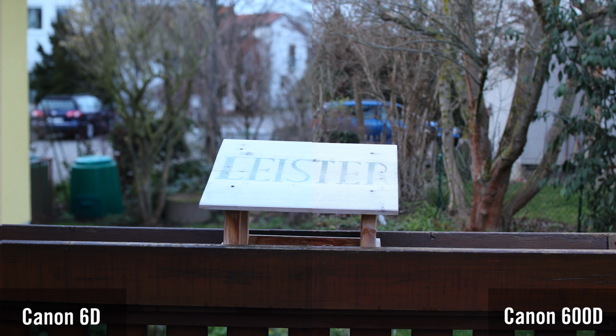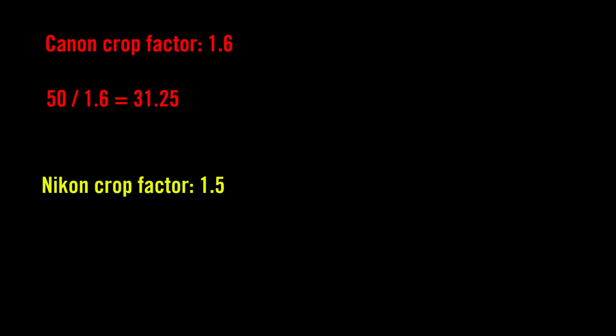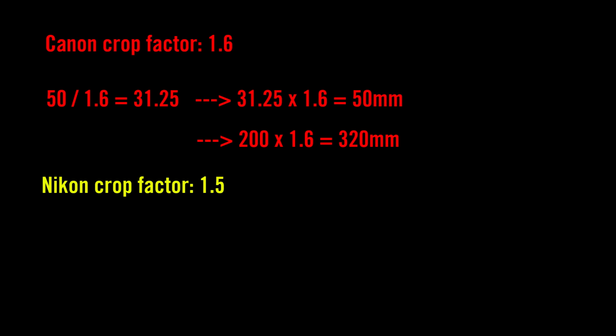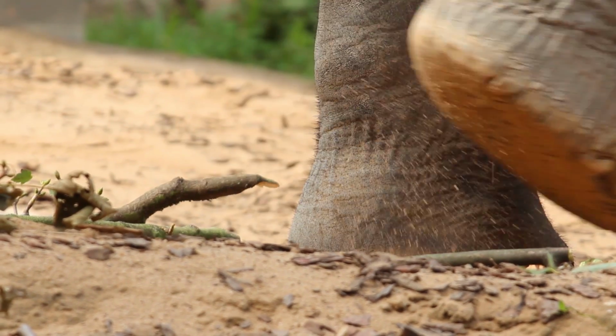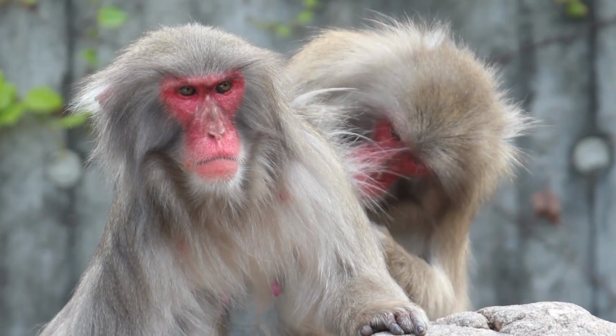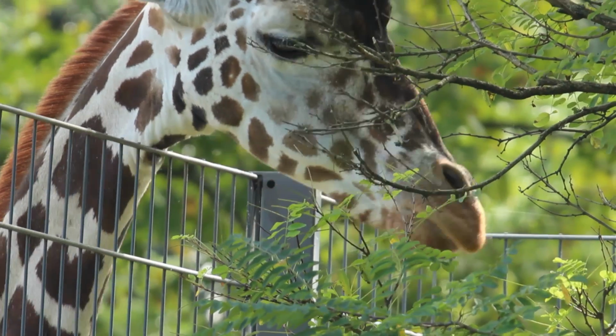But there also is an advantage of crop sensor cameras. Focal length multiplied by 1.6 is the effective focal length on a crop sensor camera. Means if I take a picture with the 600D with 200mm, I will actually have a zoom of 320mm. So in order to reach the same picture on a full frame camera, I would need a lens with 320mm. Especially for wildlife and sport photographers, a crop sensor camera is useful because the picture will be more zoomed in.